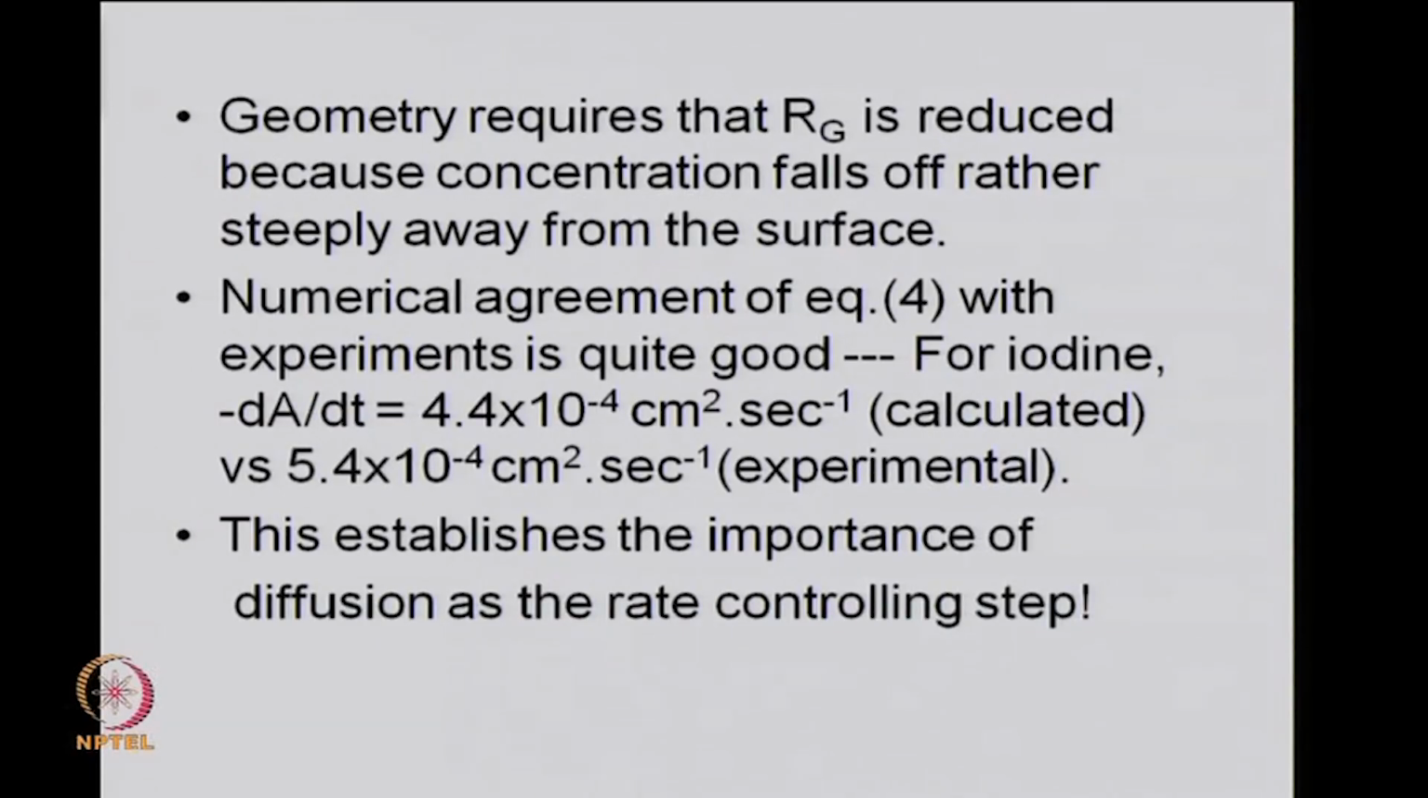Okay. Now, the geometry requires that Rg is reduced because the concentration falls off very rapidly away from the surface. When we compare our equation 4 against experiments, the agreement is pretty good. For iodine, we have minus dA by dt equal to 4.4 into 10 raised to minus 4 centimeter square per second calculated, and the experimental is 5.4 into 10 raised to minus 4 centimeter square per second. This clearly establishes the importance of diffusion as the rate controlling step.